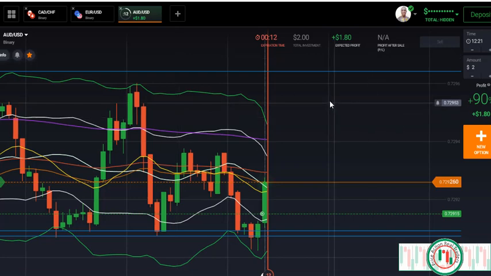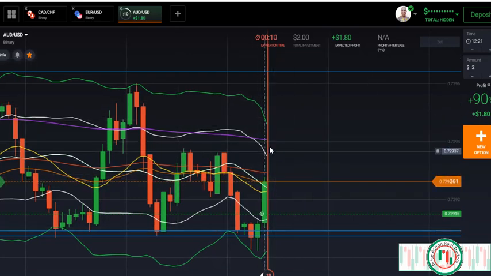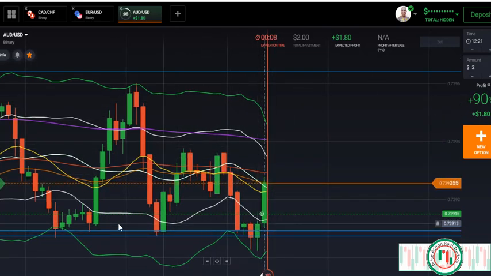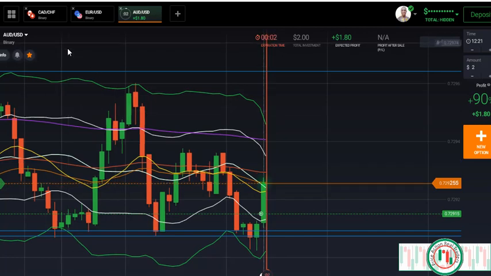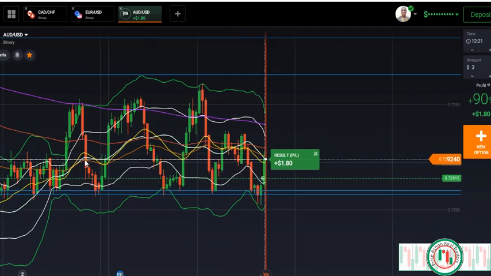So today I'm going to show you how to trade with support and resistance. Here you see this is a strong trend. I see an opportunity before I start. I just place my trade, call option, at this level. So let me explain here.